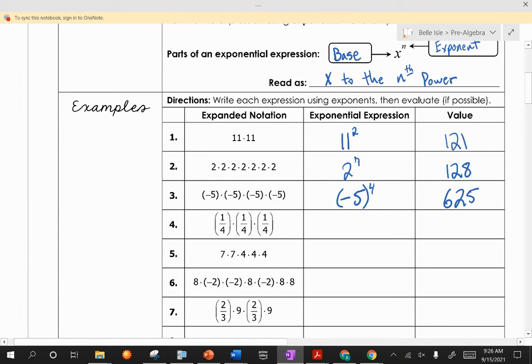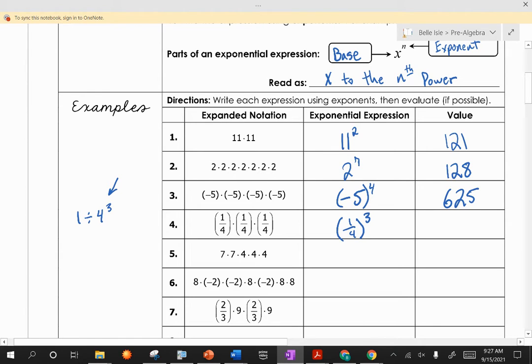Okay, 1/4 times 1/4 times 1/4. Parentheses are very important here as well. Let me show you why. You want to write it 1/4, not squared, cubed, or to the 3rd. If you don't use parentheses, the way that you're going to punch it in the calculator is 1 divided by 4 cubed. What's it going to do? Because the calculator goes by order of operations. It's going to cube the 4 and then go 1 divided by whatever 4 cubed is, which is 64. You don't want that.